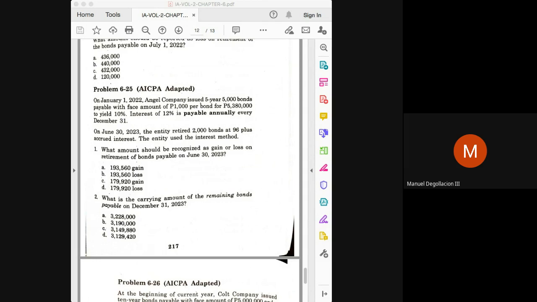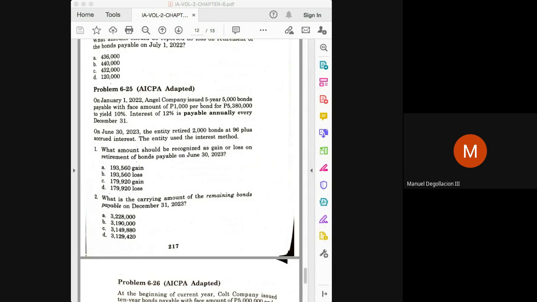The face value is 5 million, and then the stated interest rate is 12%. So that means the fixed interest payment is 600,000, but the interest expense is only 538,000. Okay, so the premium will be amortized in the amount of 62,000, which is the difference between the 600,000 fixed interest payment and the interest expense of 538,000 for the year 2022.